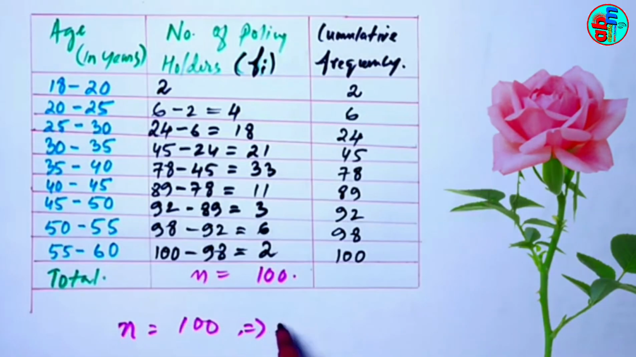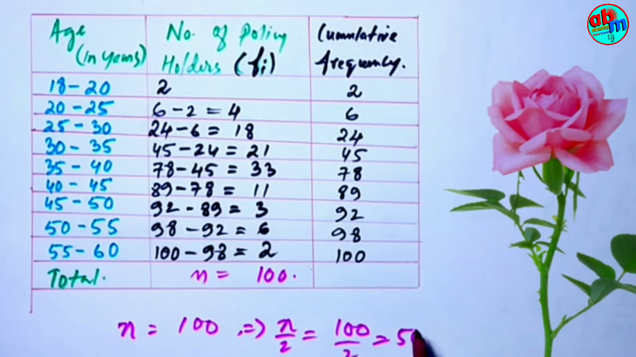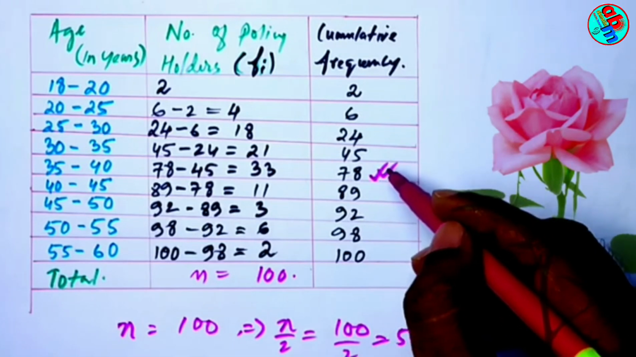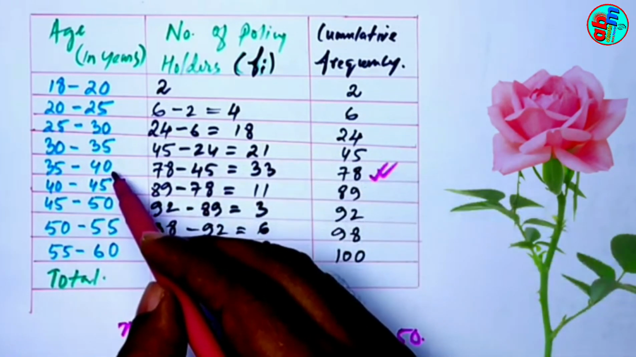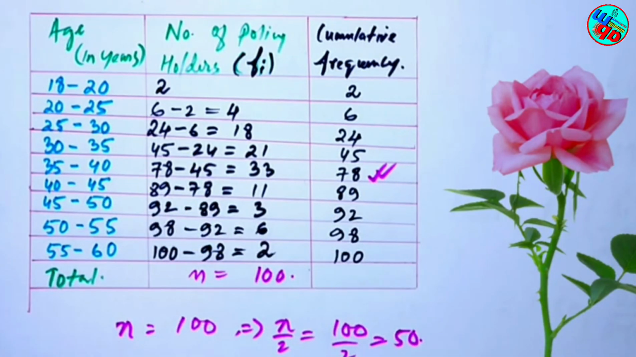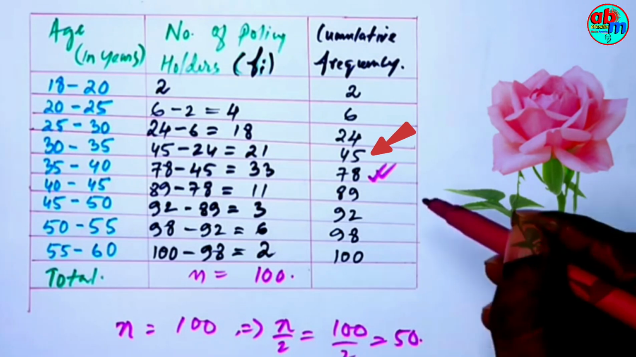So n by 2 will be 100 divided by 2, which is 50. Cumulative frequency just greater than 50 is our 78, belonging to interval 35 to 40. So this will be our median class. So lower limit is our 35. Class size is 40 minus 35, which is 5. Frequency of the median class is 33. Cumulative frequency of the class preceding the median class is 45.